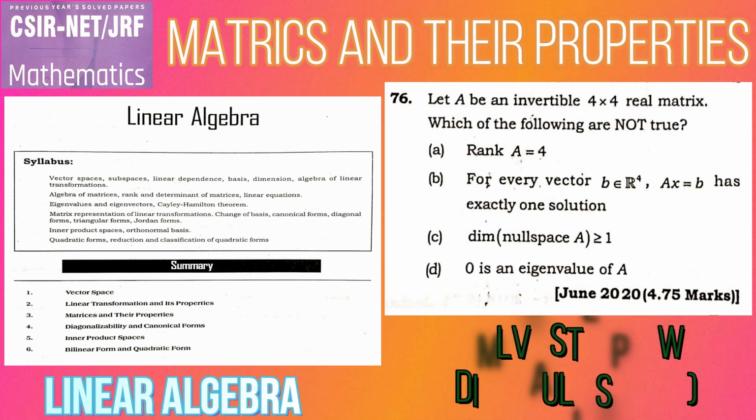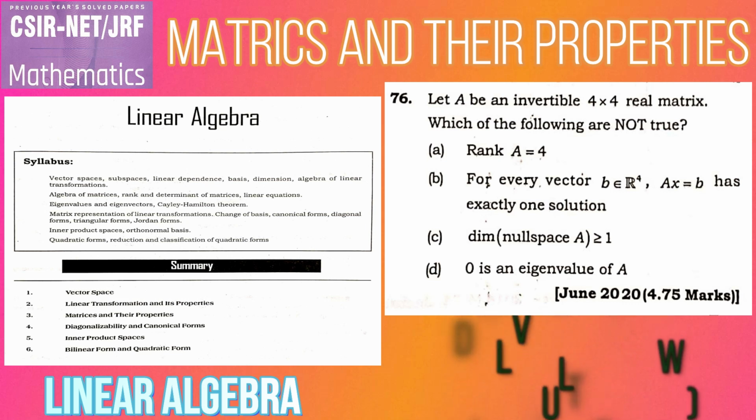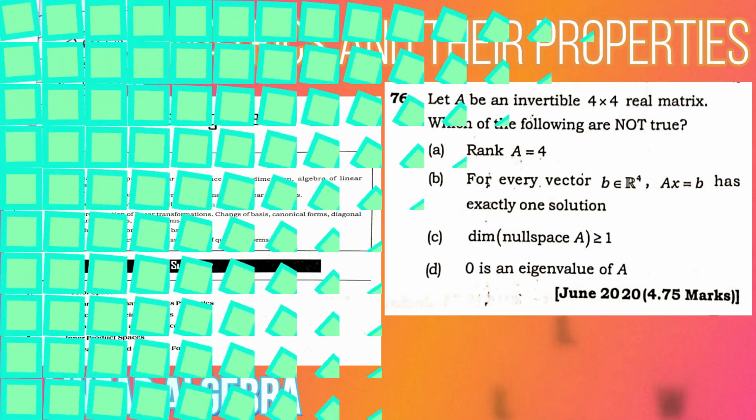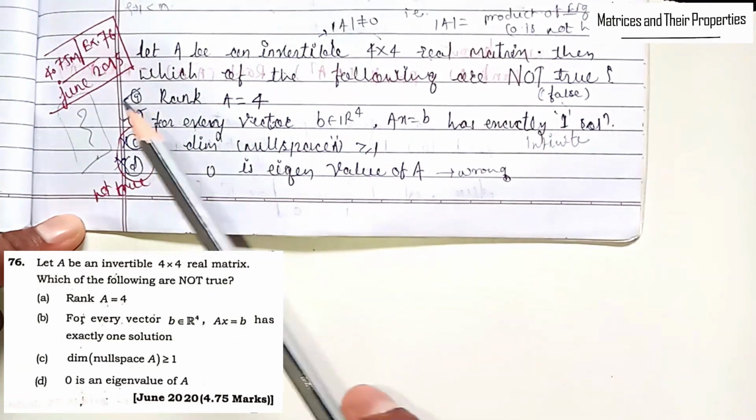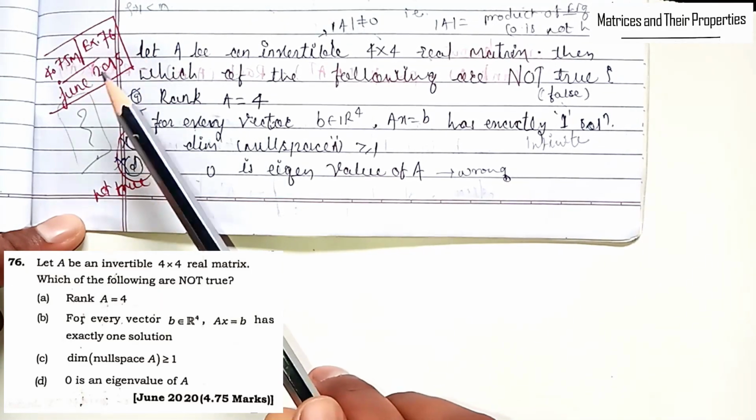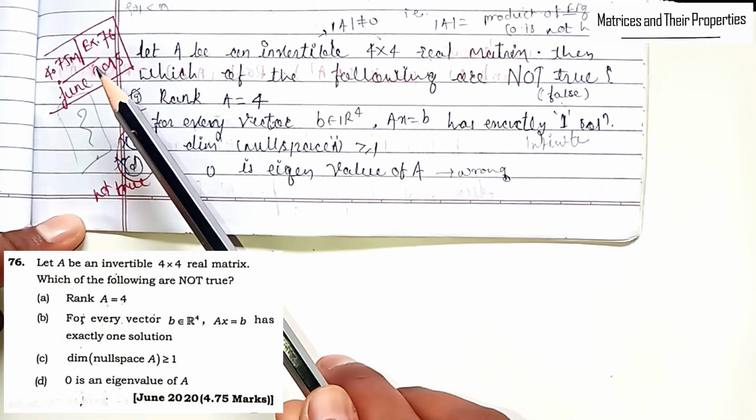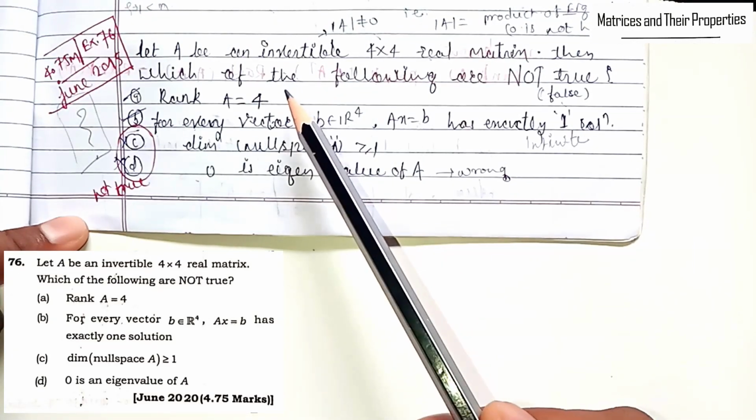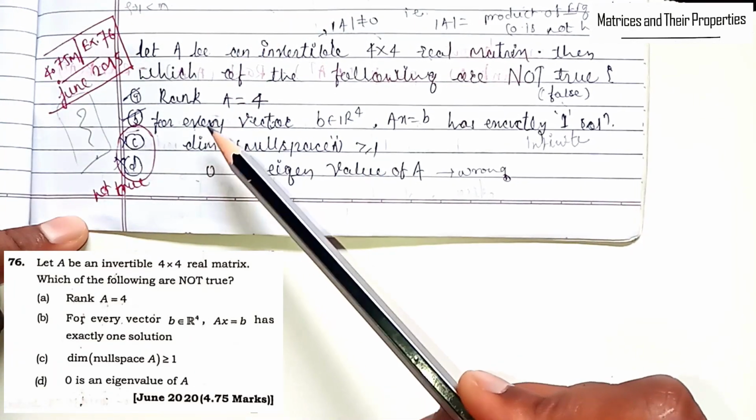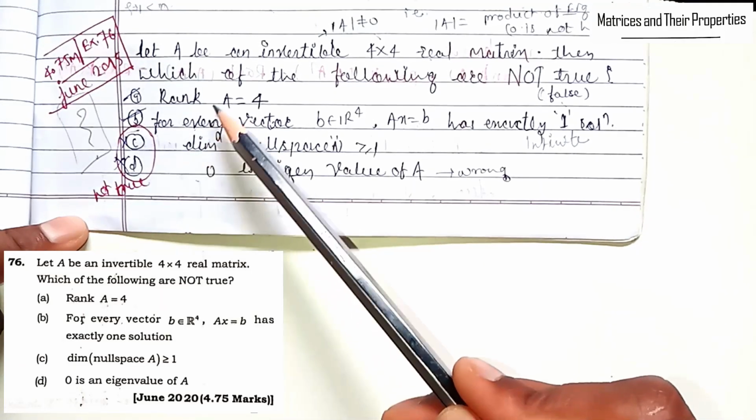I'm going to explain the question first, then we'll move on to a detailed understanding of the solution. Here we have a question from paper three, that means a 4.75 marks question. That means one or more than one option is true. Sometimes none of them is true also, so we have to be very careful about this.